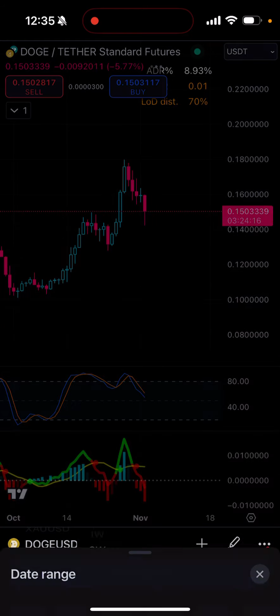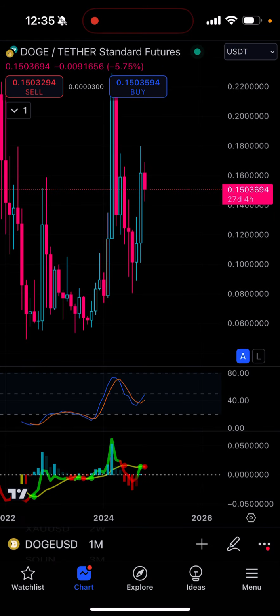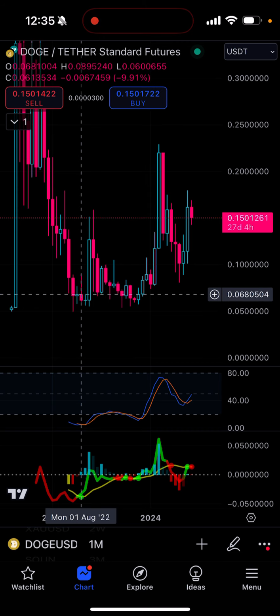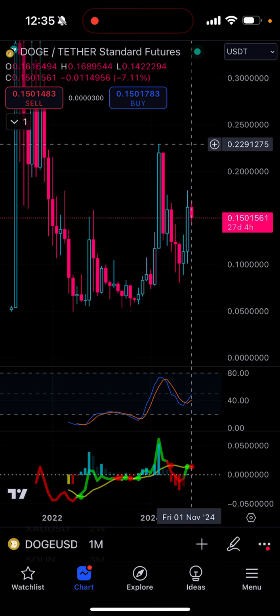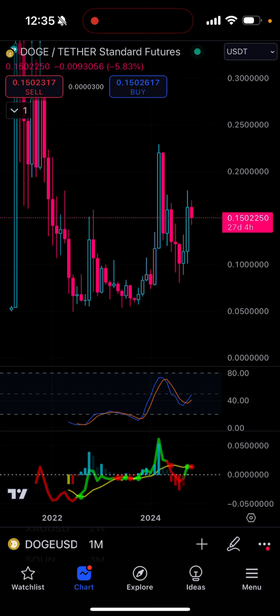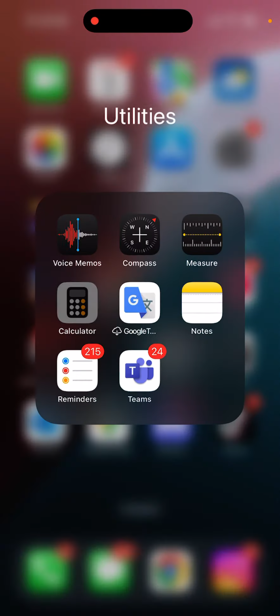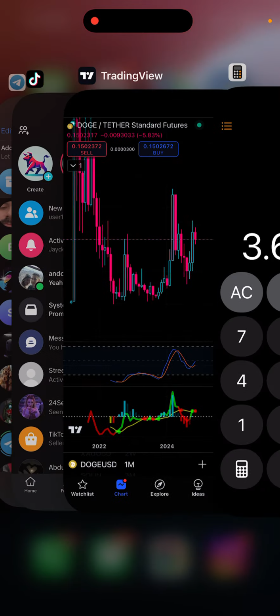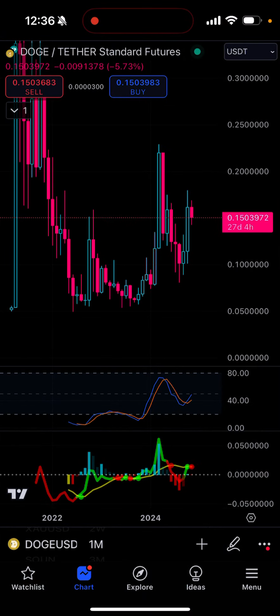But if you want to actually catch meme coins at their peak, when they're doing a really solid job, you would have bought Doggy down here at 6 cents. You would have caught it, pushed this out to 22 cents. 22 divided by 6 is, you would have done a 360% gain on Doggy.